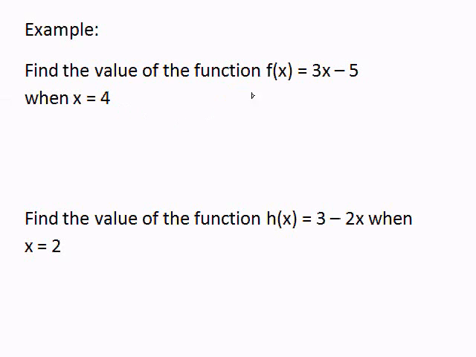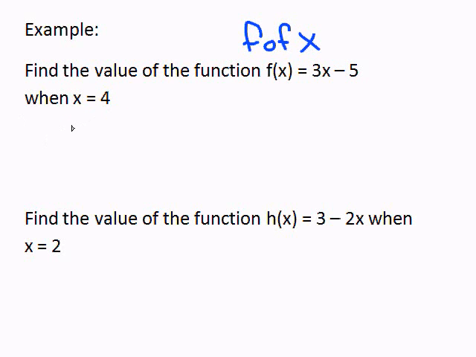Find the value of the function f(x). So again, the way we read this is f of x. We say the letter that's outside the parentheses first, f. Then the letter that's inside the parentheses gets an "of" before it. Then we say the letter that's inside the parentheses. So f of x is 3 times x minus 5. So we're going to find the value of f(x) when x is 4.